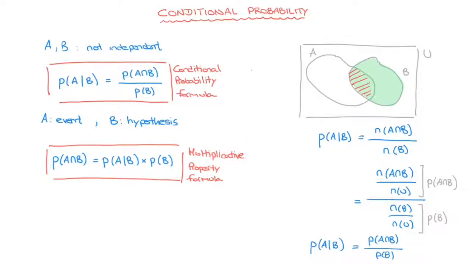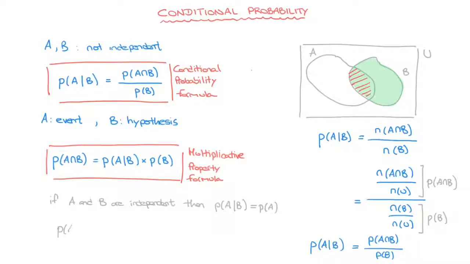It's also worth pointing out that if events A and B are independent, in other words, if we weren't dealing with conditional probabilities at all, then the probability of the event A occurring given B has occurred is simply equal to the probability of A occurring. And that's characteristic of independent events. In other words, whether or not event B has occurred would have absolutely no effect on the likelihood of event A occurring. And so if ever two events A and B are independent, the multiplicative property formula, in other words the probability of A and B occurring, turns into the following.